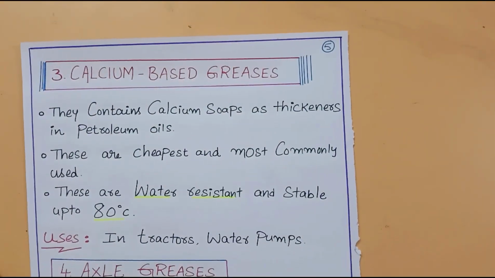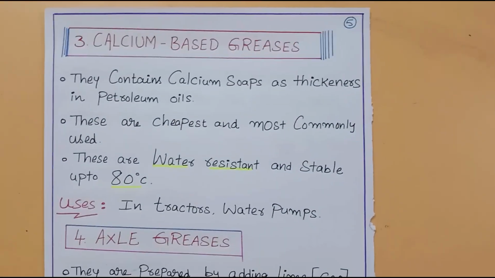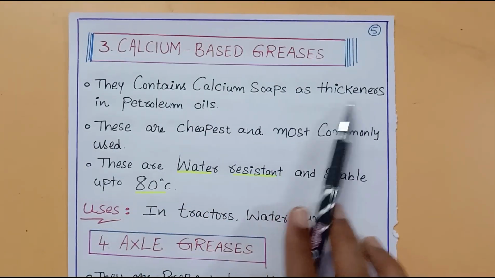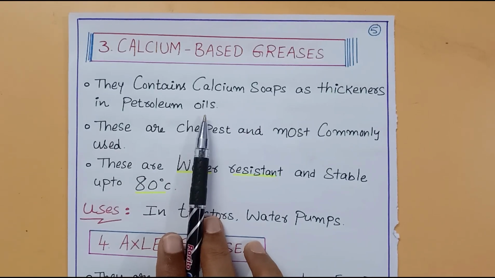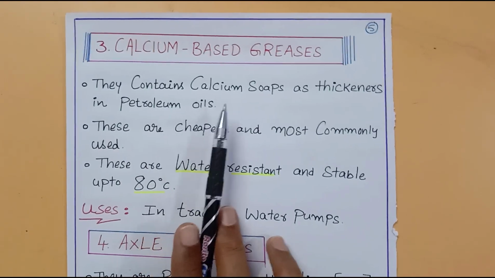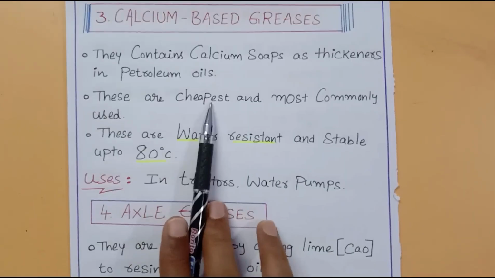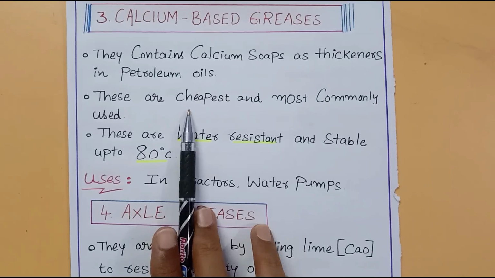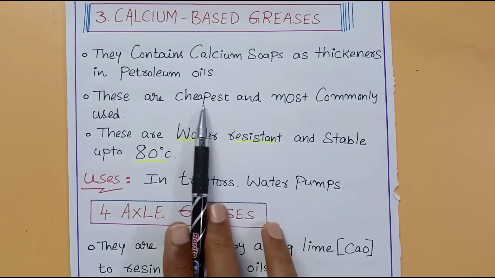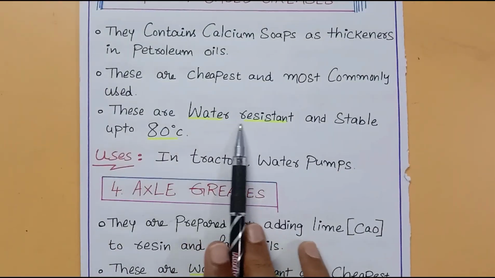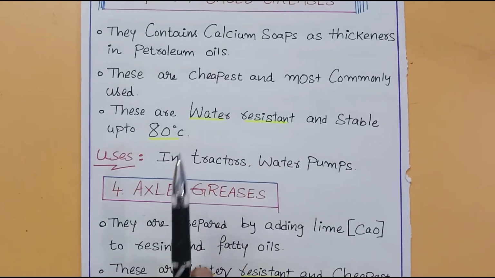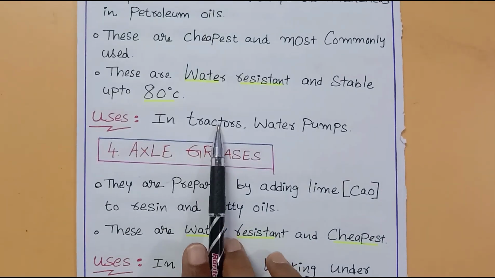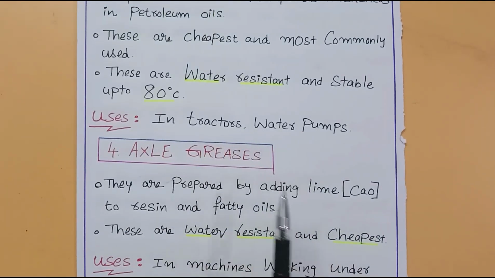Then let us enter into the third category, that is calcium based greases. They contain calcium soaps as thickeners in petroleum oils. As the name indicates, they are prepared by mixing petroleum oils with calcium soaps. These are the cheapest and most commonly used. They are not expensive. These are water resistant and stable up to 80 degrees centigrade. So calcium based greases are used in the lubrication of tractors and water pumps.